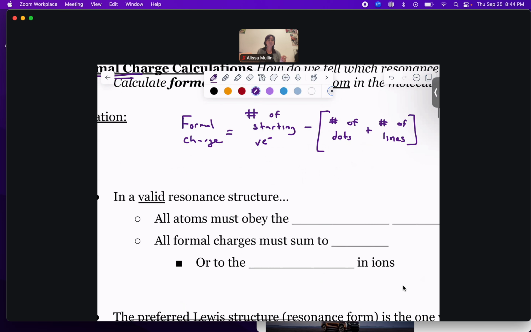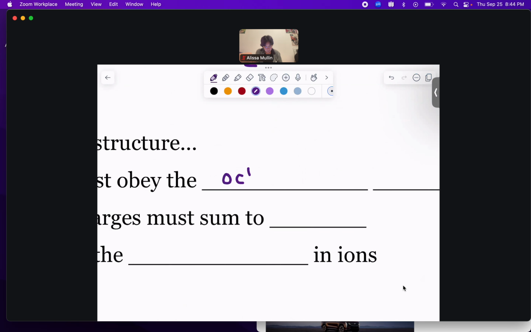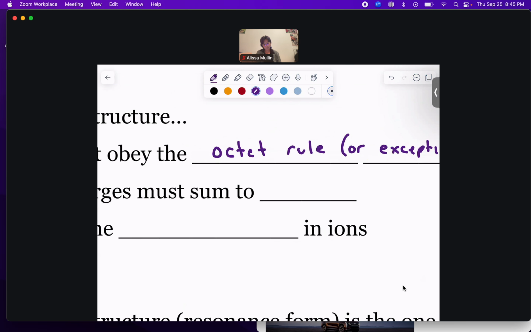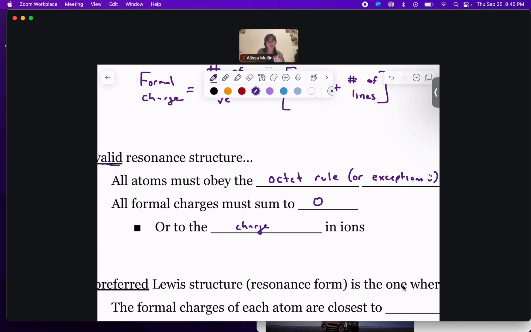And how do we know if that makes it more stable? To even be resonance structures, remember, a valid resonance structure, a valid Lewis structure, we've got to follow our rules. We need the octet rule, 8 electrons, or exceptions. And when you do this, they have to add up to 0. You're going to have multiple numbers; they have to cancel out, or if you have an ion, they have to add up to the charge. If these rules are not obeyed, your structure is wrong. Back it up, try again. Something must have gotten mixed up at some point. But this will be true for every single structure you make.